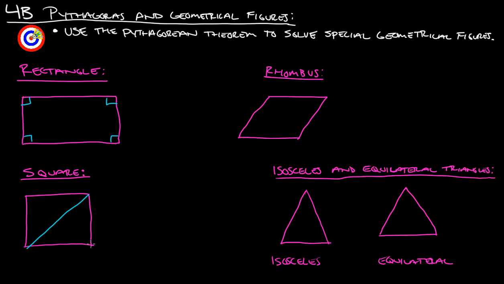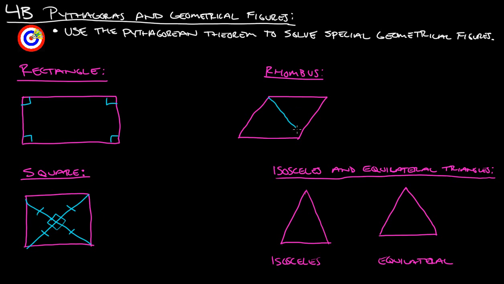Another important thing to remember is that on a square, the diagonals bisect each other, so that all of these sides are actually equal, and also all of these angles are right angles here as well. So that's important to know about a square.